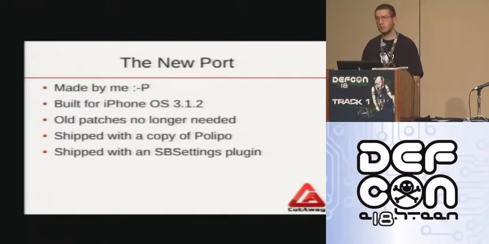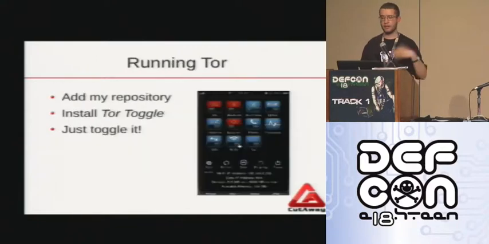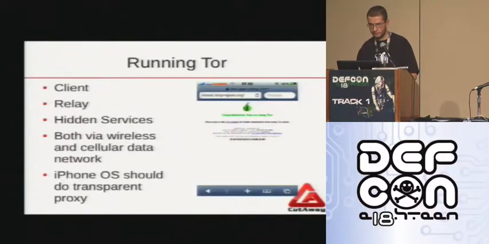When you install the mobile Tor package from Cydia after adding my repository, you also get a copy of Polipo instead of Privoxy. And you get an SBSettings plugin, so you can easily toggle it on or off. And the plugin will start both Tor itself and Polipo. That's a screenshot of the application. You just tap on the button and you are free to go.